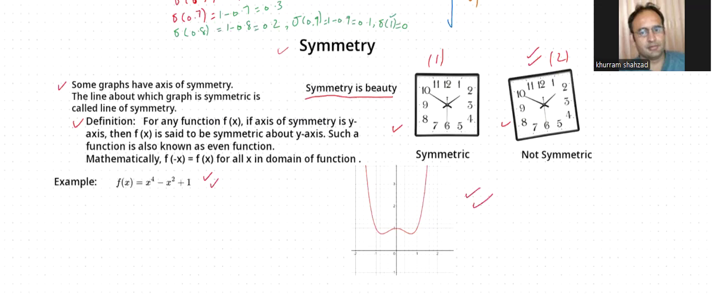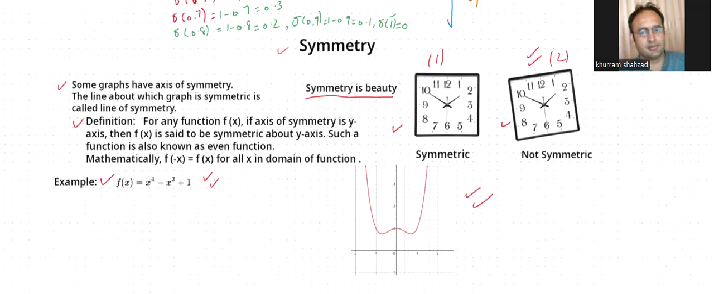So the graph of this function, f of x is equal to x raised to power 4 minus x squared plus 1. If you look at this graph, you can see clearly that this graph has the same part on the right hand side as on the left hand side. So this graph is symmetric about the y-axis.